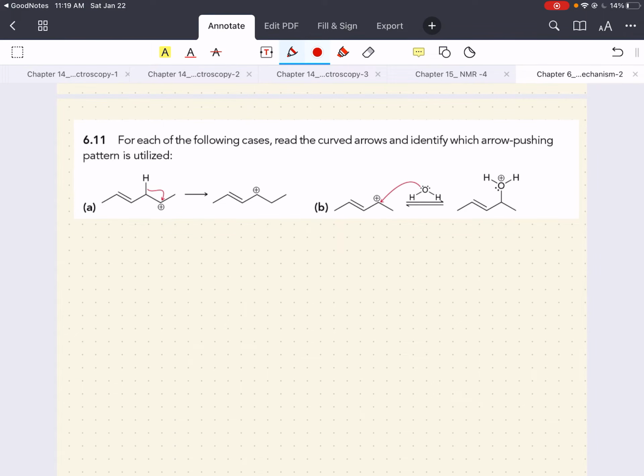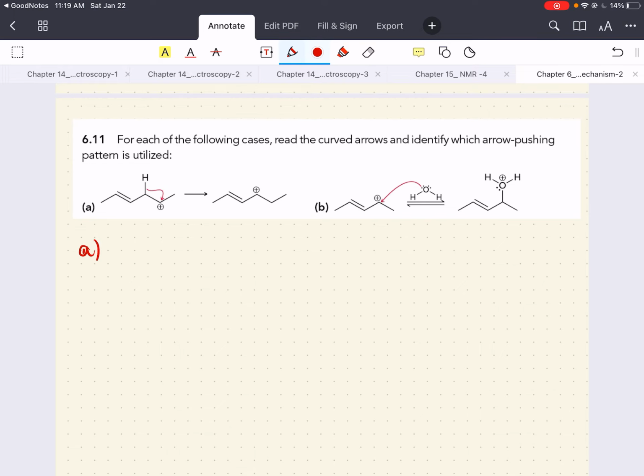So now for this example problem, for each of the following cases, read the curved arrows and identify which arrow pushing pattern is utilized. We're going to look at A. We have a hydrogen moving to this position, and our carbocation is moving. This is a carbocation rearrangement. Specifically, it's a hydride shift, because we're moving a hydrogen. If we were moving a methyl group like we saw in the example for rearrangement, that would have been a methyl shift.